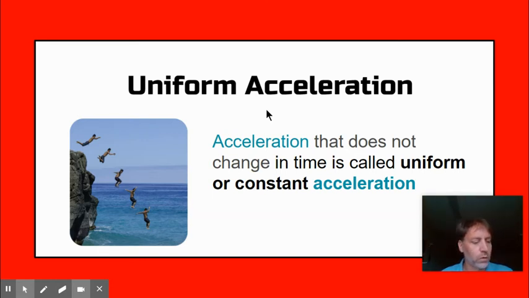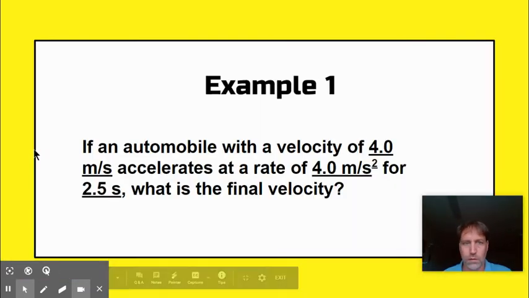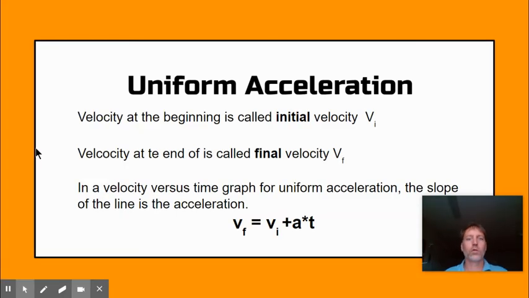So what we're going to do today is talk about what it means when we look at different accelerations and talk about acceleration being constant. Okay, so that's what we're going to be talking about today. So let's get going with that. So, uniform acceleration.